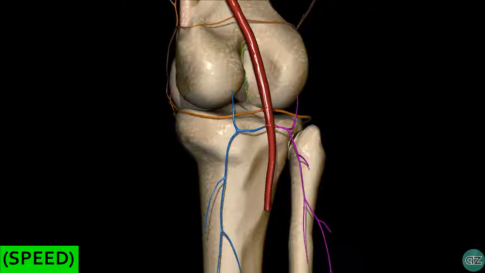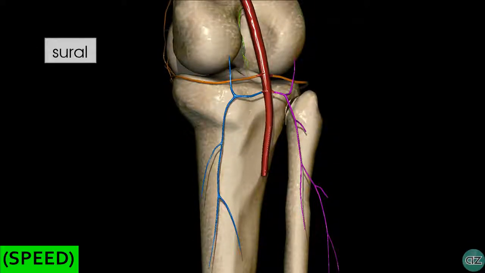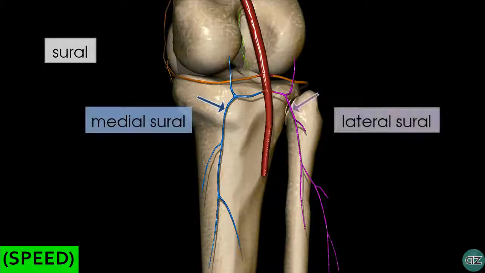Now also on this model, visible from this view, are the sural arteries. The sural arteries are superficial arteries arising from the popliteal artery, and you've got a medial and lateral sural artery, and these supply the gastrocnemius, the soleus, and the plantaris muscles. In blue, we have the medial sural artery, and in purple, we have the lateral sural artery.